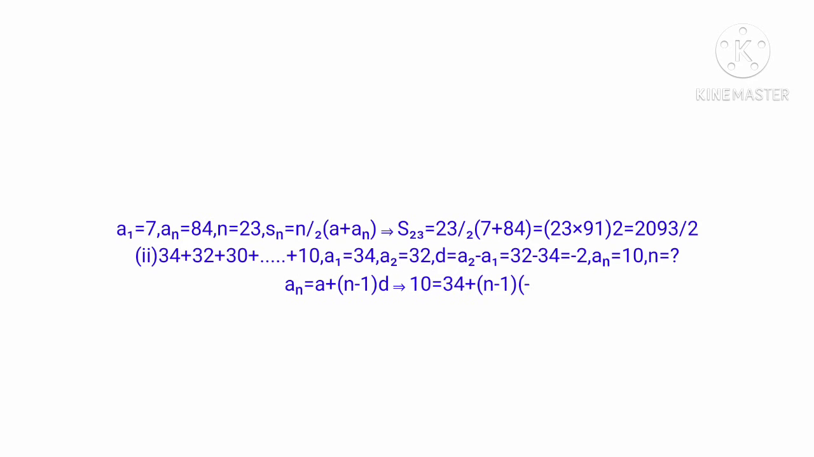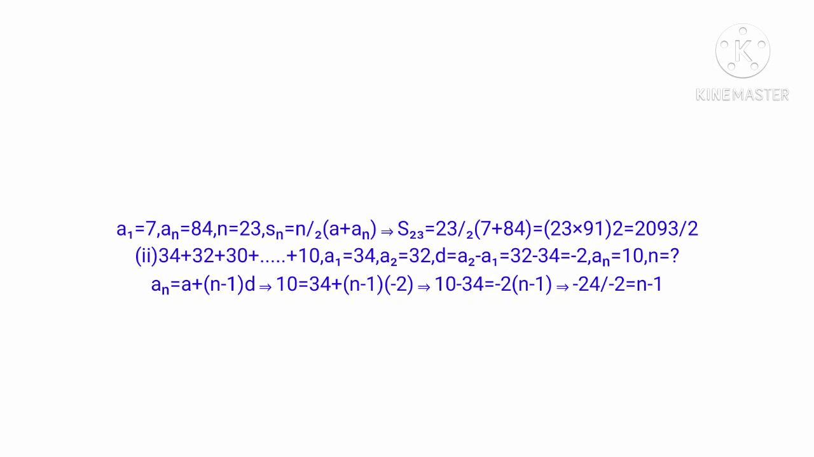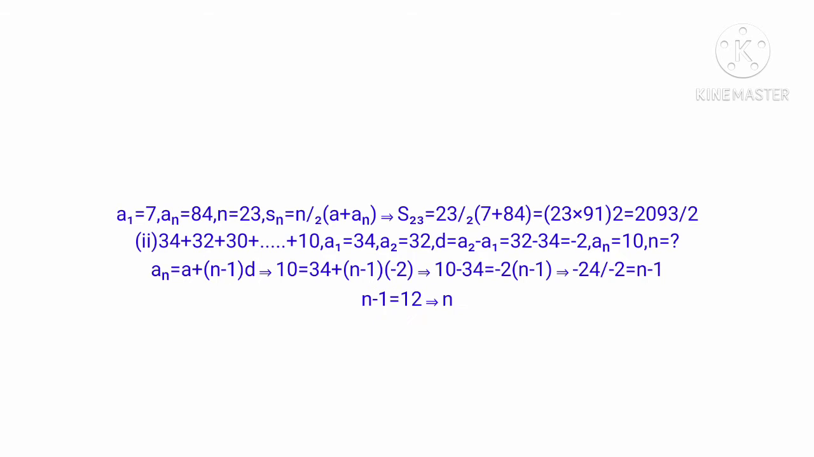Formula an is equal to a plus (n minus 1) into d, implies in the place of an 10 is equal to 34 plus (n minus 1) into minus 2, implies 10 minus 34 is equal to minus 2 into (n minus 1), implies minus 24 by minus 2 is equal to n minus 1. n minus 1 is equal to 12, implies 12 plus 1, implies n is equal to 13.